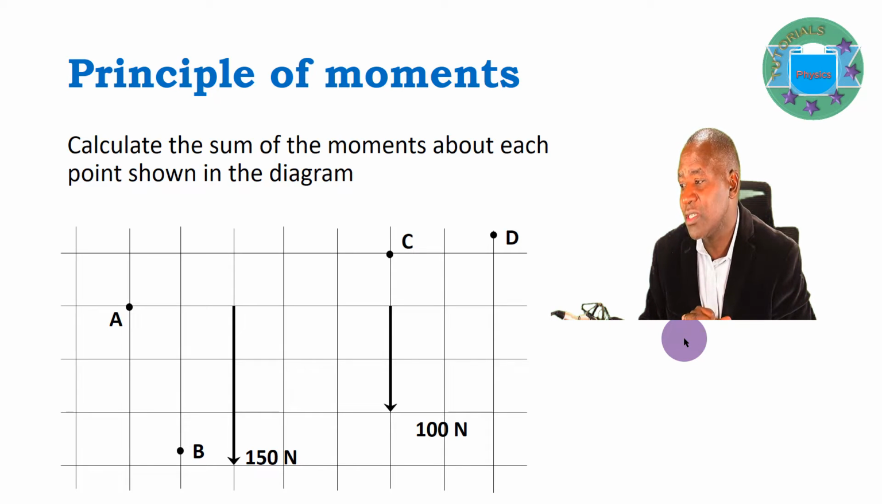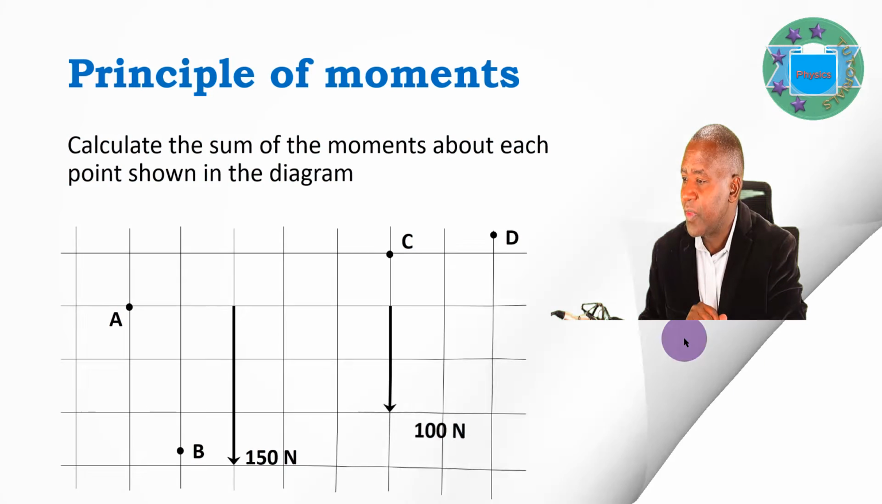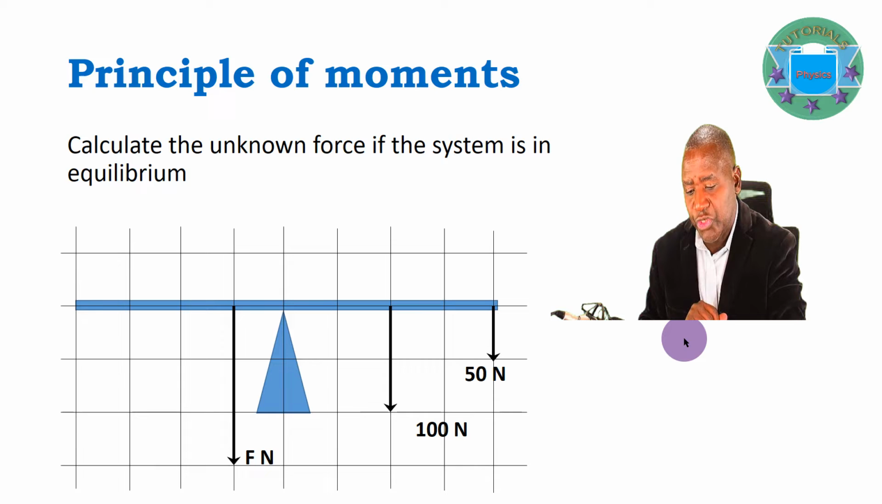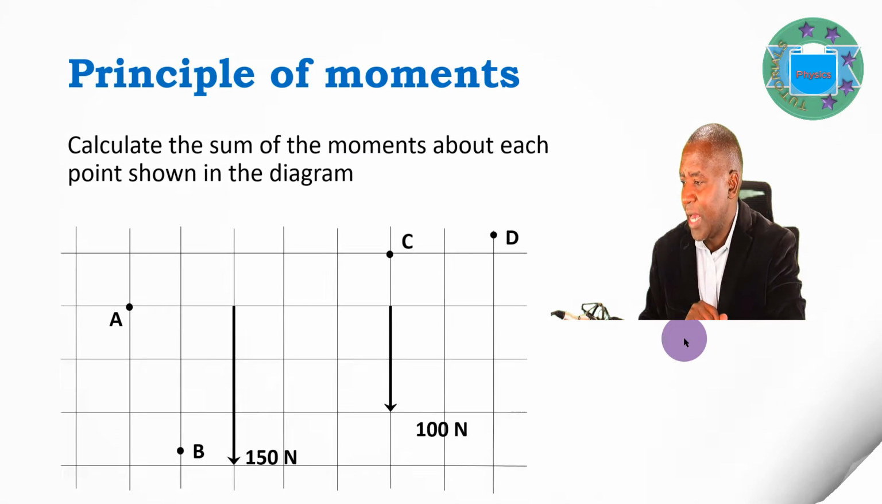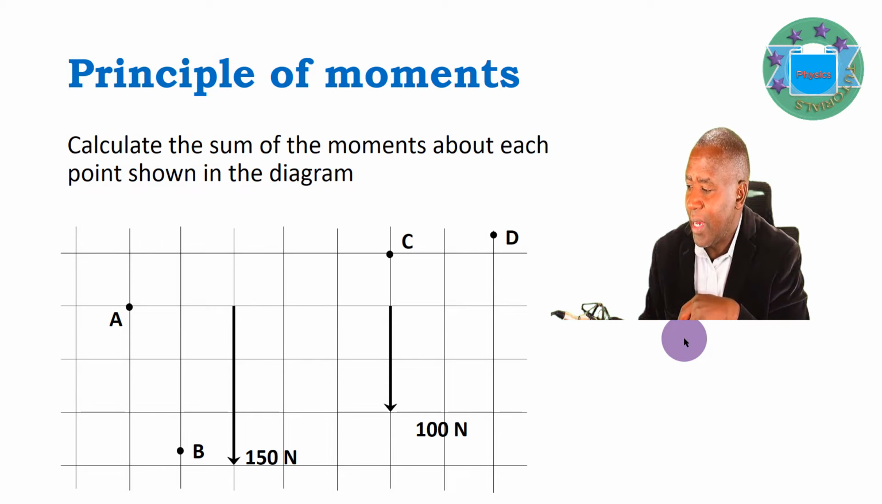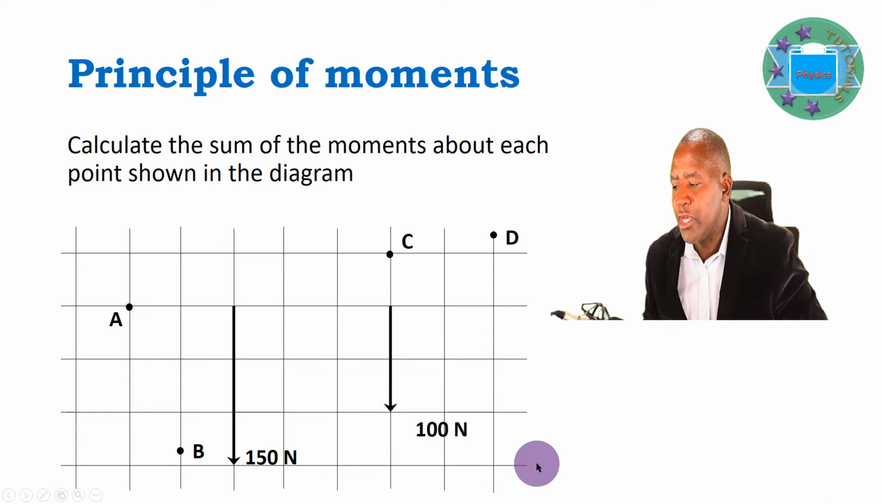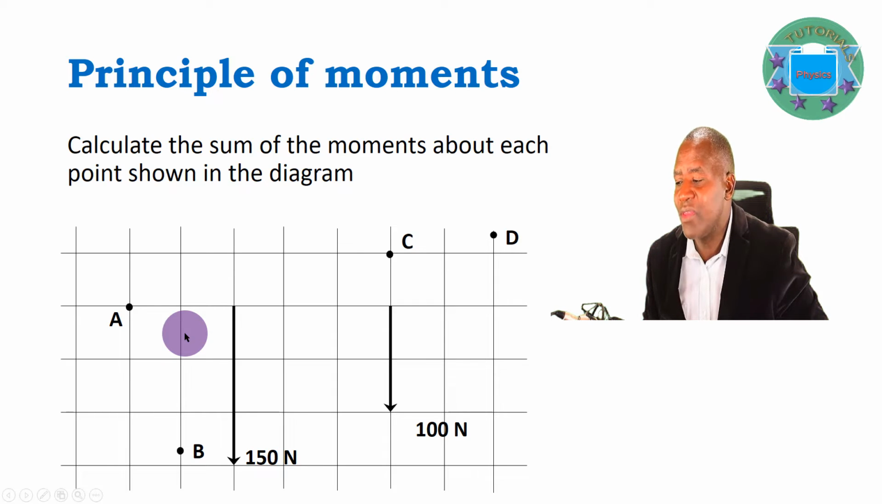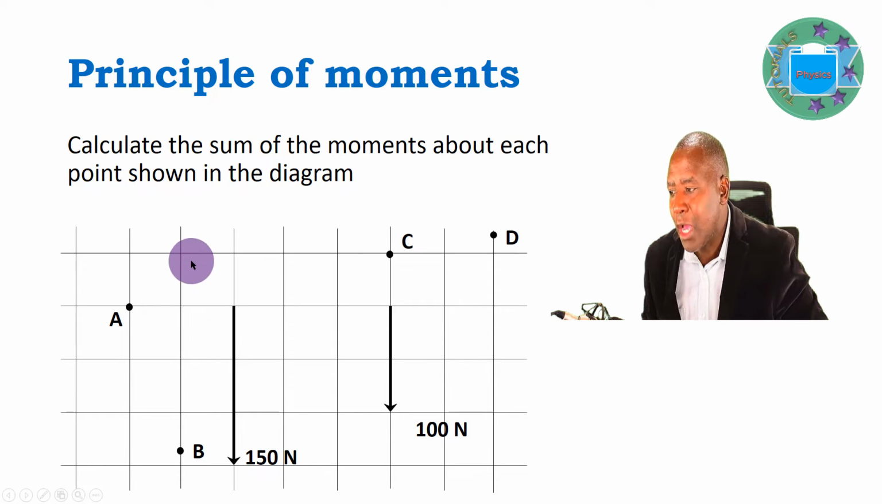There are two forces. There are several points here. I wanted a situation where I just want to take moments about point A. What is the moment due to the 150 Newton force about point A? It is 150 newtons times 2 meters, which will give me 300 Newton meters clockwise.